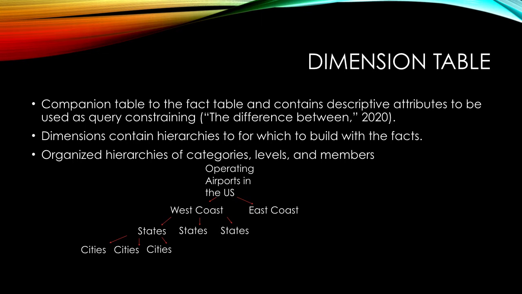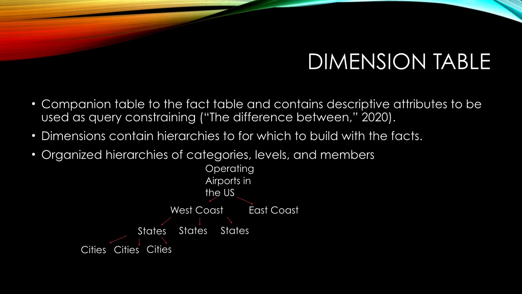After the fact table, you can have dimension tables. Okay, what is a dimension table? A dimension table is a companion table to the fact table and contains descriptive attributes to be used as query constraining. What does that mean? Dimensions contain hierarchies for which to build with the facts. Okay, so the facts are like the building blocks, and then the dimension table you can pull off of that to build and use the information in different ways. Organize hierarchies of categories, levels, and members.